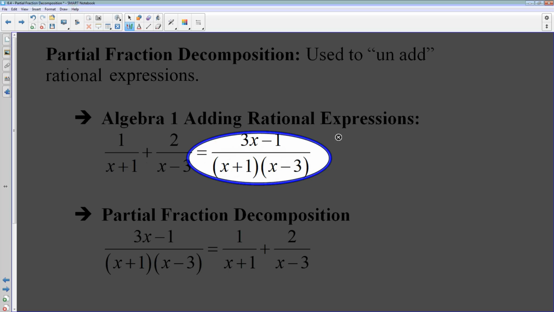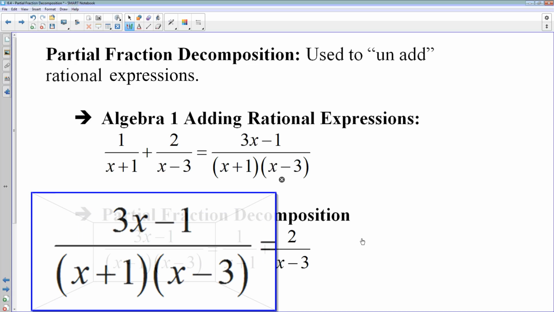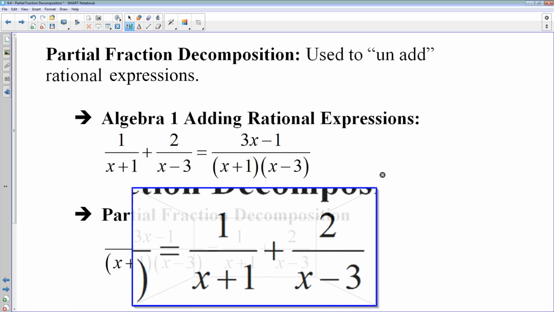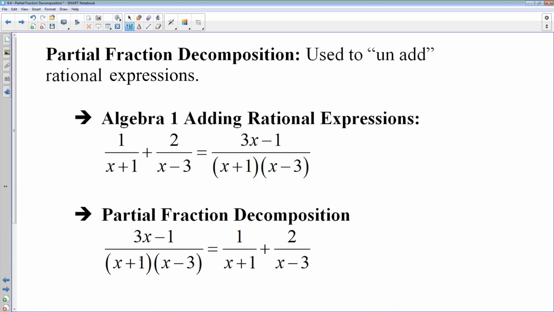Well, with partial fraction decomposition, we go in the exact opposite direction. We unadd the rational expression. So what we'll do in partial fractions is start with a fraction like this, where it's already one fraction, and then use a whole bunch of steps to figure out that the original two fractions were 1 over x plus 1 and 2 over x minus 3. That's the goal: to find out what the original two fractions were, or 3 or 4, however many we started with, that add to give you 3x minus 1 over that.